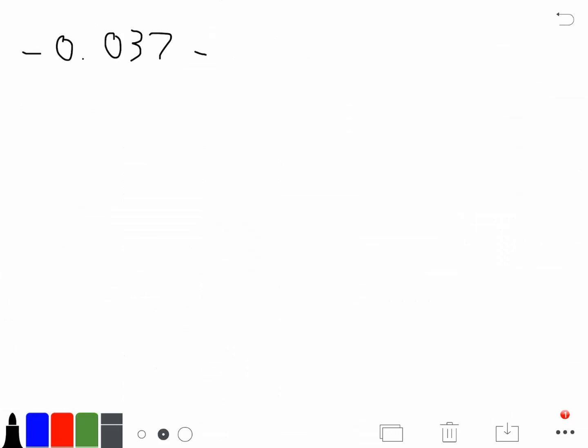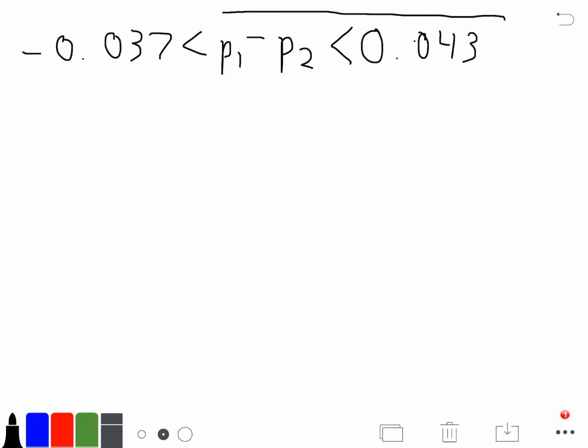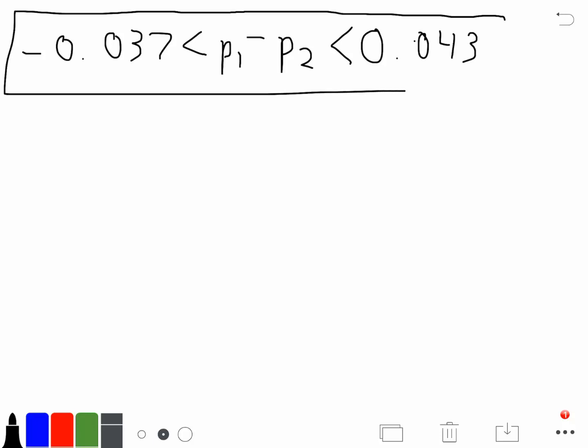Now when we put that in the calculator, with the corrected numbers of course, we get negative 0.037 is less than P sub 1 minus P sub 2, which is less than 0.043. And that gives us our confidence interval.